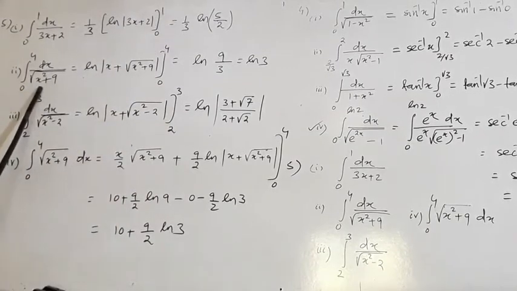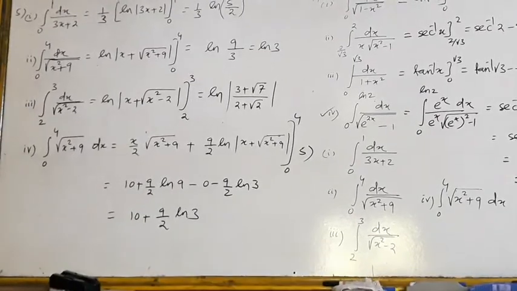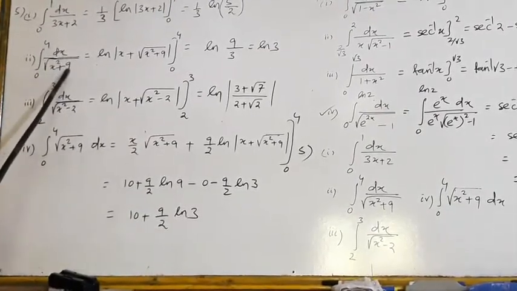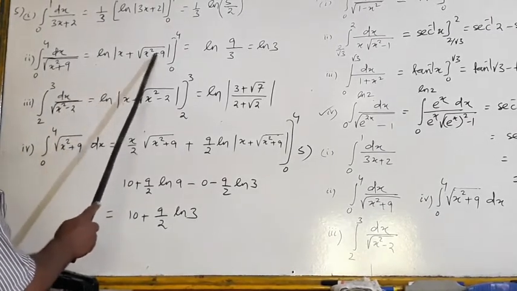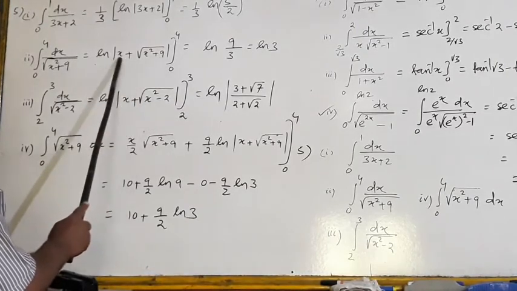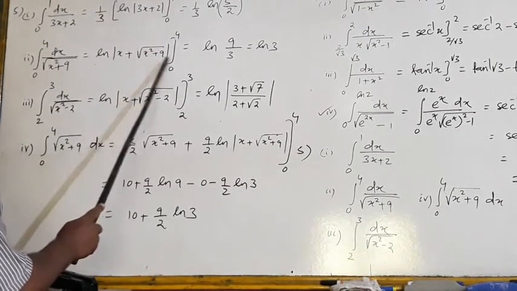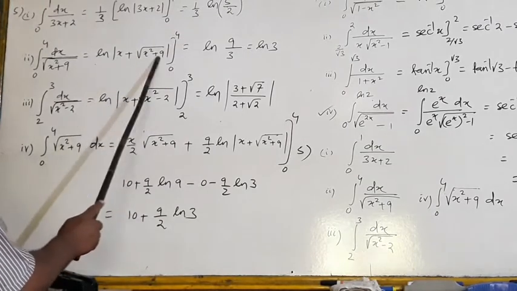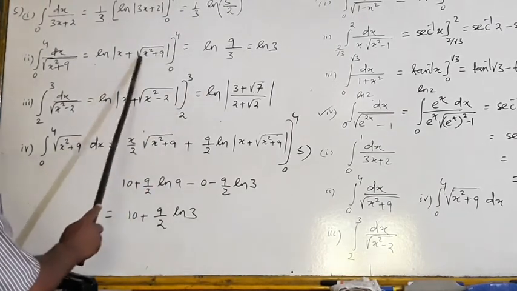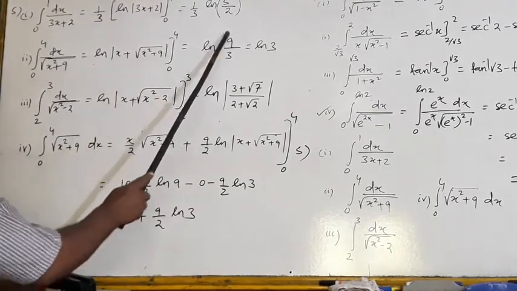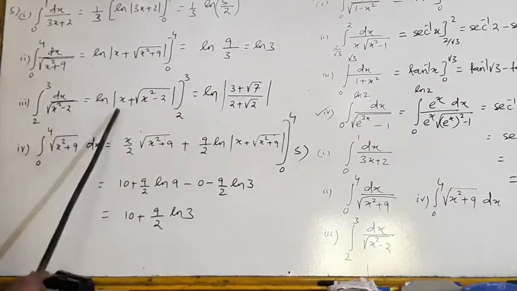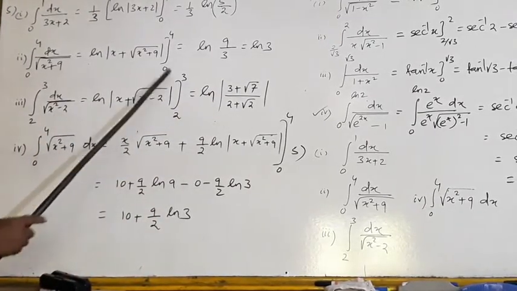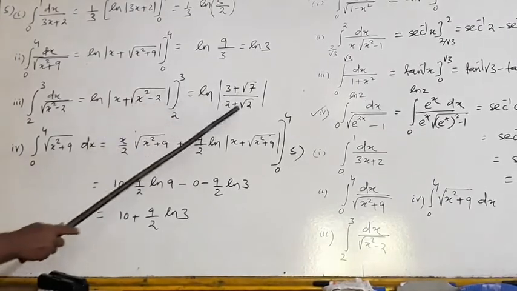Here dx by root over x square plus 9. It is ln of x plus root over x square plus 9, from 0 to 4. Put the upper limit: the value is 9 because 4 square plus 9 is 25, root is 5, 4 plus 5 is 9. If you put 0 you will get 3, so it is ln 9 by 3. Similarly, it is ln x plus root of x square minus a square. Put the upper limit right here, put the lower limit right here.